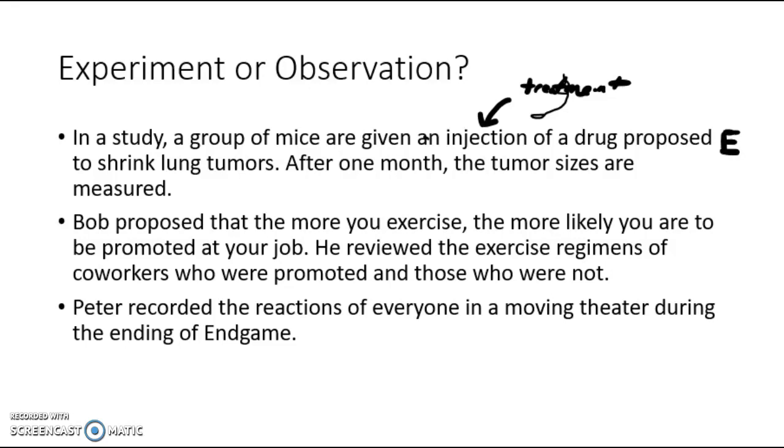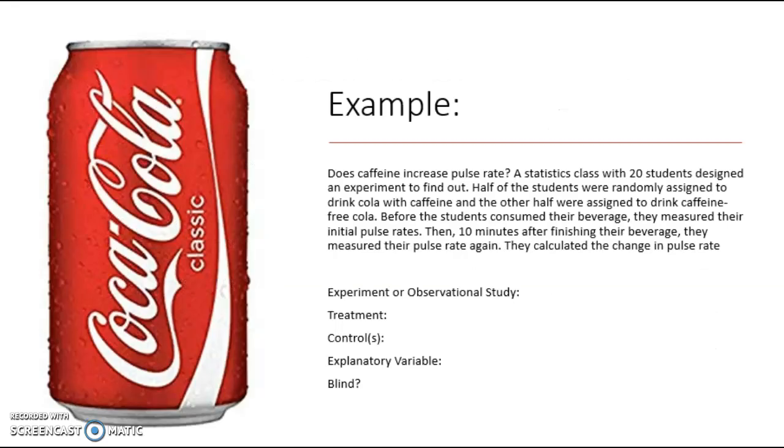So Bob proposed that the more you exercise, the more likely you are to be promoted at your job. So he reviews the exercise regimens of co-workers who were promoted and those who were not. So he's not imposing a treatment on anybody. He's just going out and he's getting the data. So that's observational. Okay, Peter records the reactions of everyone in a movie theater during the ending of Endgame. So again, you're just taking it all in. You're not imposing a treatment. That's observational.